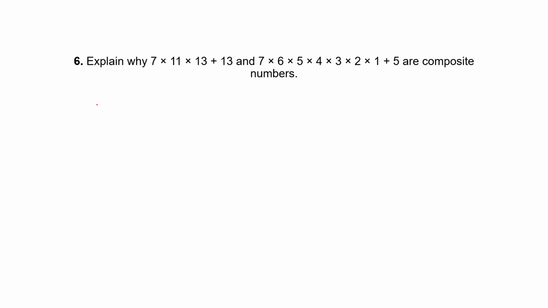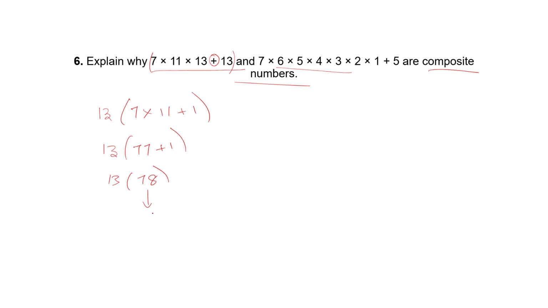Okay, next one, explain why 7 into 11 into 13 plus 13 and this other number are composite numbers. Without actual multiplication, if we multiply and find the factors, then also you can find, but here we are having a plus symbol, so we can take 13 common outside. 7 into 11 plus 1, so 13 into 77 plus 1, 13 into 78. So how many factors does this have?